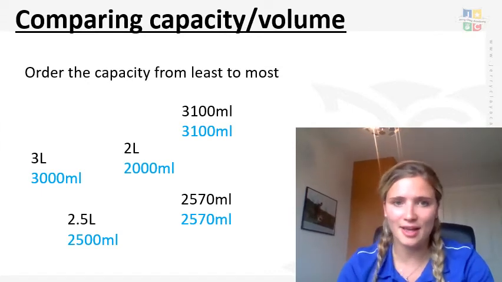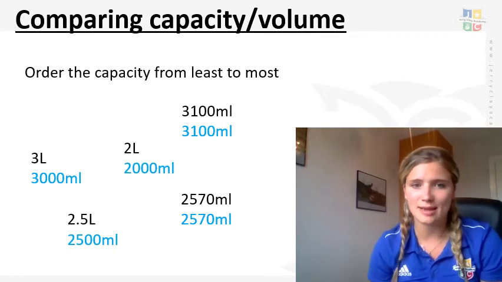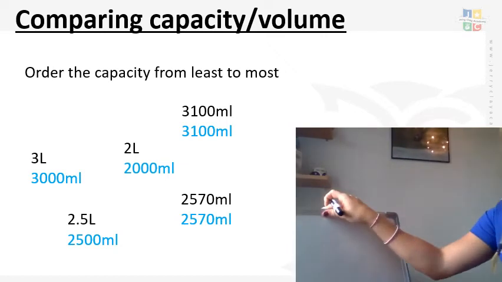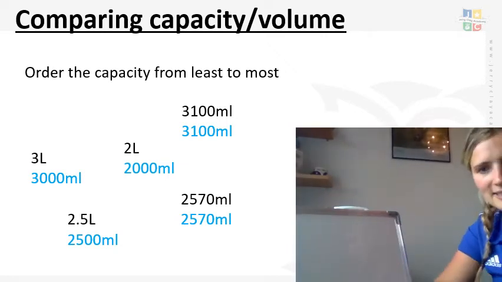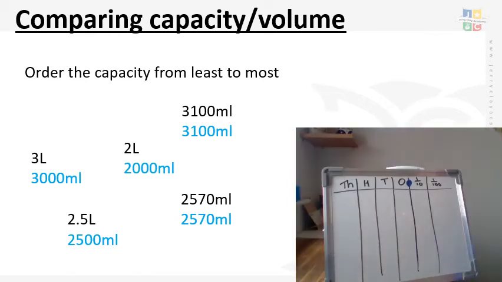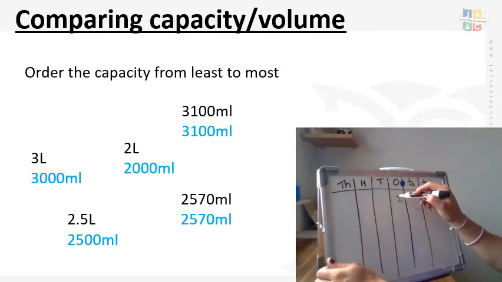In order to order and compare, we need to actually put them all into the same unit. So as I have done here, for example, I have converted all mine into millilitres. Now what you might have done is use your HTO columns to convert into millilitres. So obviously 3,100 millilitres and 2,570 millilitres are okay because they are in millilitres to start with. However, when I've got 2 litres, I want to convert it into millilitres.